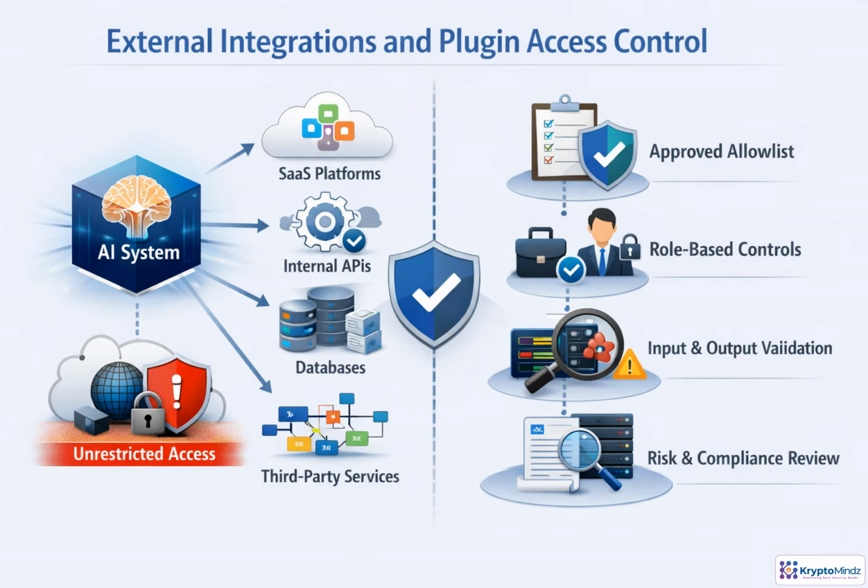Connecting an AI assistant to CRM, email, ticketing, databases, and SaaS tools can turn a helpful interface into a powerful action engine. That power must be constrained. Only approved integrations should be callable, and each action should match the user's role and business purpose. Treat every tool request and response as untrusted. Validate it, filter sensitive data, and block risky commands. Also, review each vendor's logging, retention, and compliance practices before enabling access.